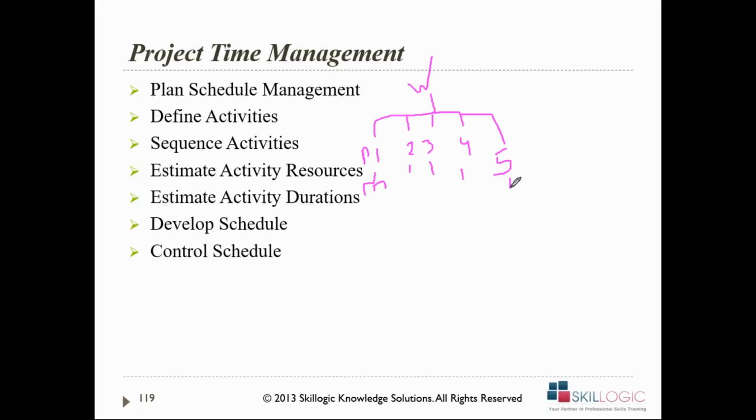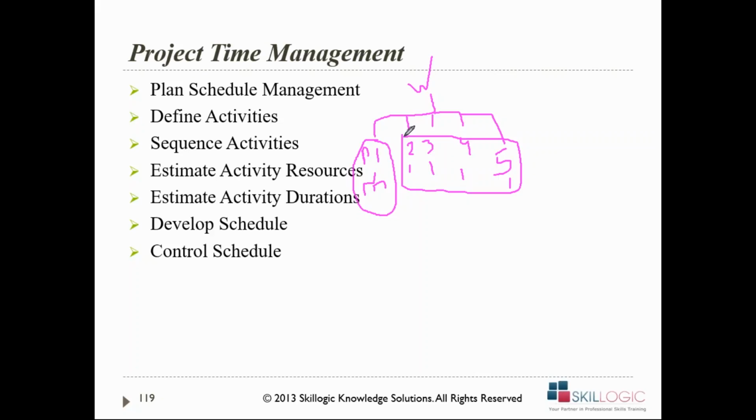And then I can sequence those activities, or what I can do is I can first define the activities only for work package 1. Plan for the work package which you're going to do now, plan for it in detail, and you have already done the high-level planning of the other work packages, so don't plan it at the moment. When we reach over there, we will plan for them. This is called as rolling wave planning.